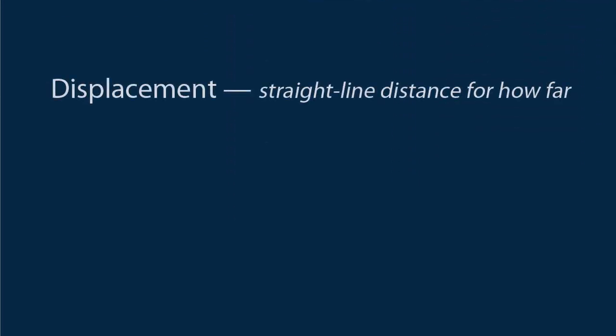Displacement is a little trickier. It's the straight line change in location between the starting and ending points of motion. Displacement is a vector quantity since it involves both a distance and a direction.